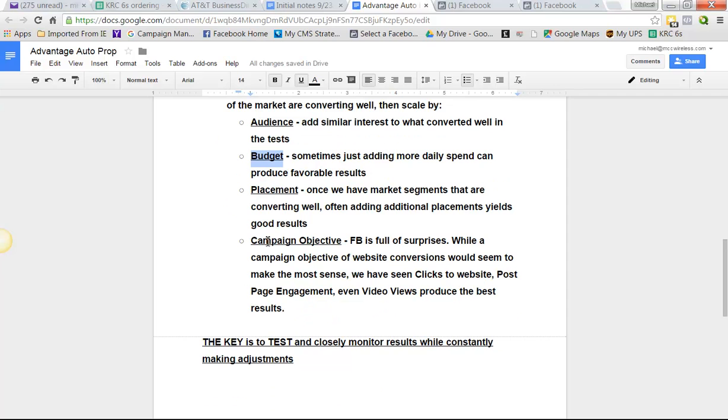The other thing is campaign objectives, and I wrote Facebook is full of surprises, and it is. And you guys wisely use website conversions in most of your campaigns that I looked at. And that makes sense, but we've seen where clicks to website, post-page engagement, even video views sometimes produce the best results. So again, a lot of testing on this stuff, and I wrote down here, the key is to test and closely monitor the results while constantly making adjustments, and that's just the bottom line.